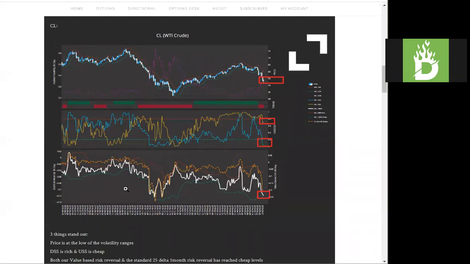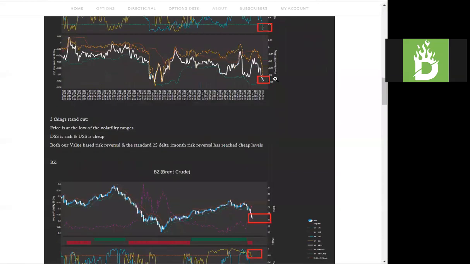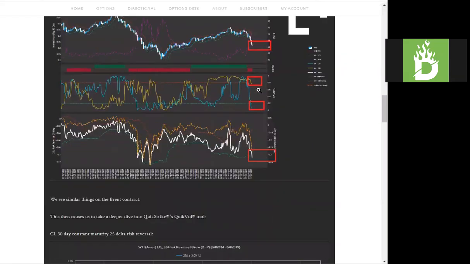And obviously, as you can see here, risk reversals through the floor. So was our model. People were absolutely paying through the nose for puts. No one wanted calls. I mean, both of these are telling you the same thing. Low end of the range. Brent, very, very similar picture.